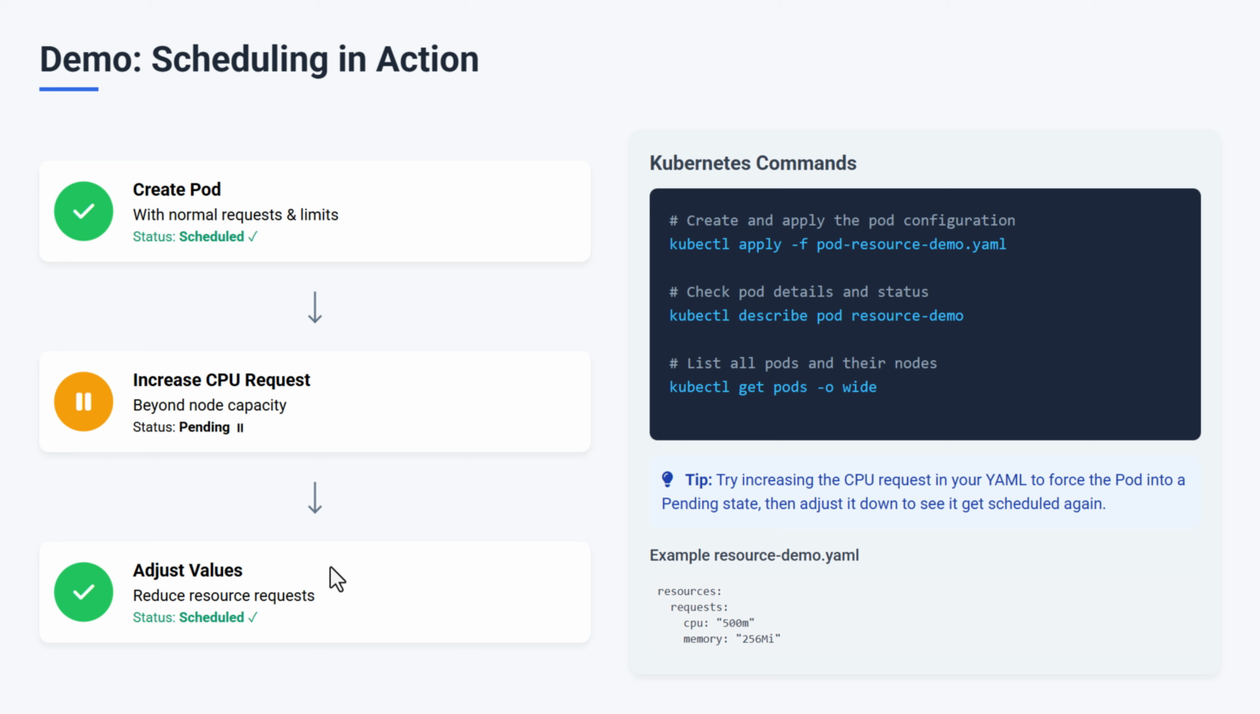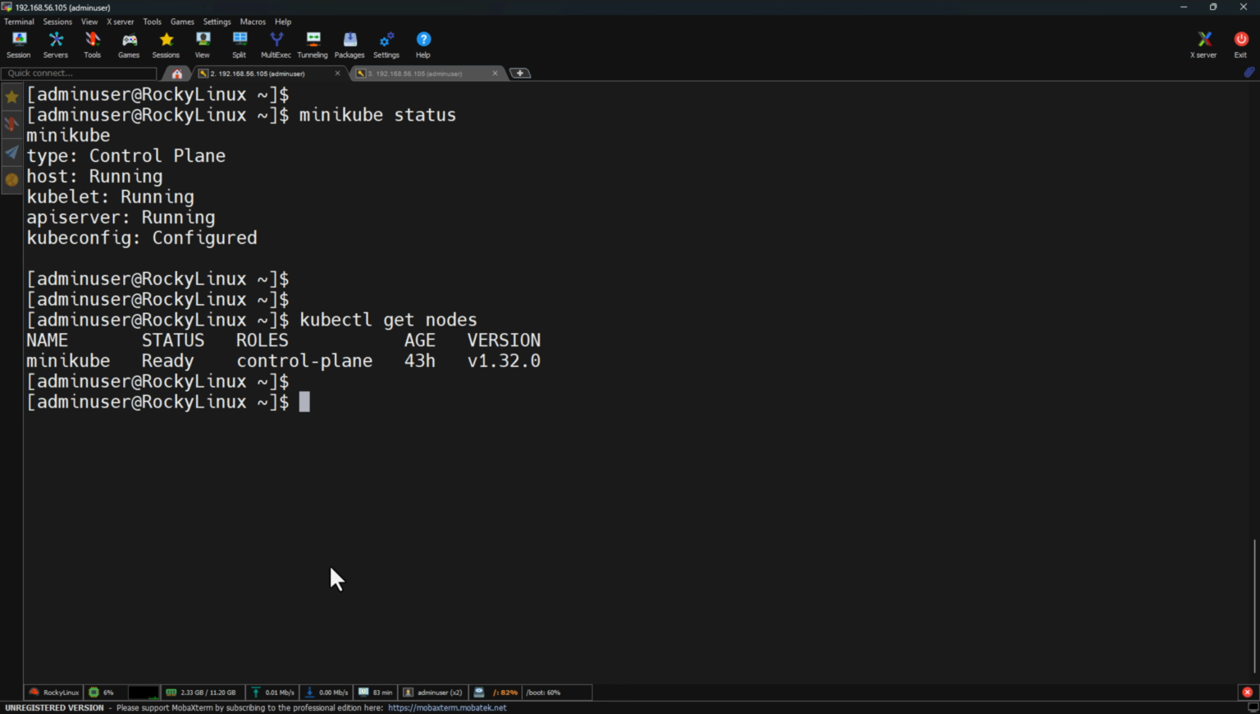Let me access the terminal. On my screen, you can see the minikube status. It is running, and the kubectl get nodes output as well. We will see how requests affect scheduling, how limits control resource usage, how CPU is throttled, how memory can trigger out of memory kills, and how QoS classes determine pod priority. I have already created a YAML file. Let me show you before deploying.